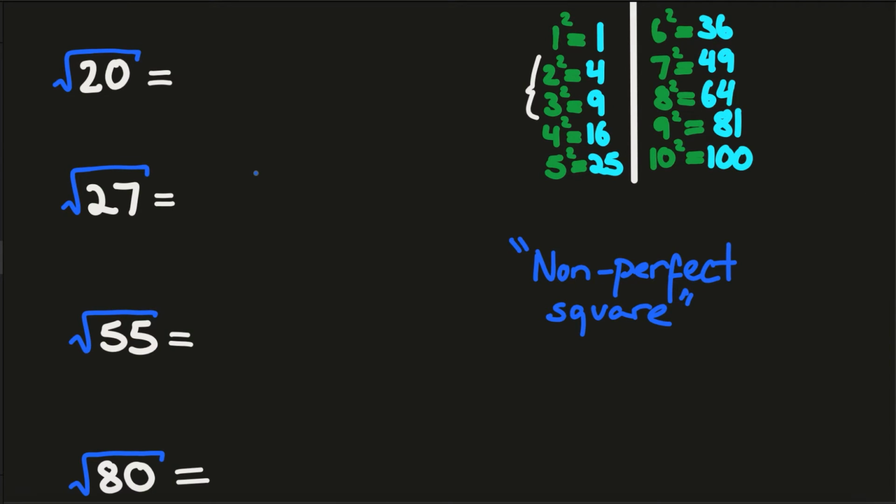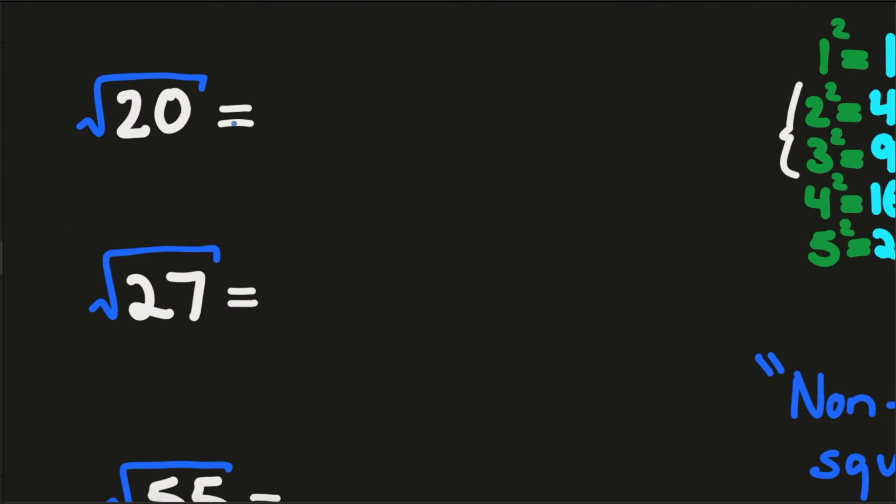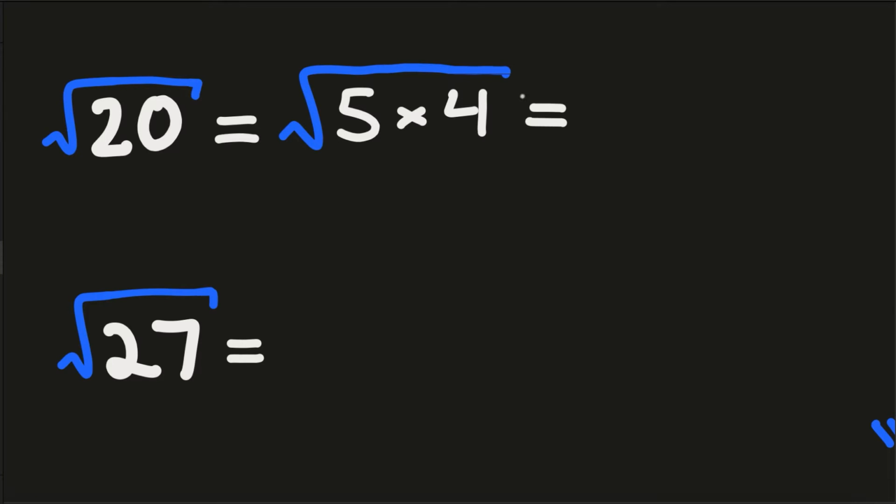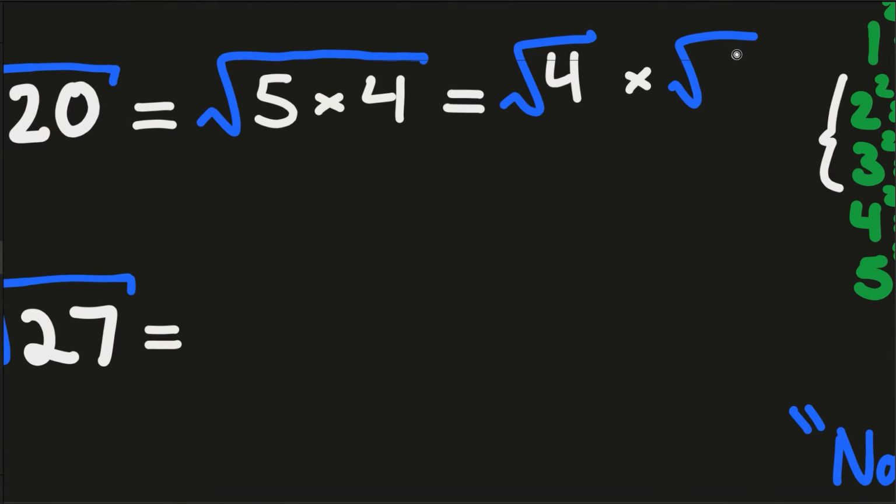We know that we have 4 non-perfect squares, meaning that we have to apply the previous process to simplify each square root as much as possible. Let's start off with the square root of 20. The square root of 20, we know that this is equal to the square root of 5 times 4, because 5 times 4 is equal to 20. We can still break this down into 2 square roots. Square root of 4 times the square root of 5.